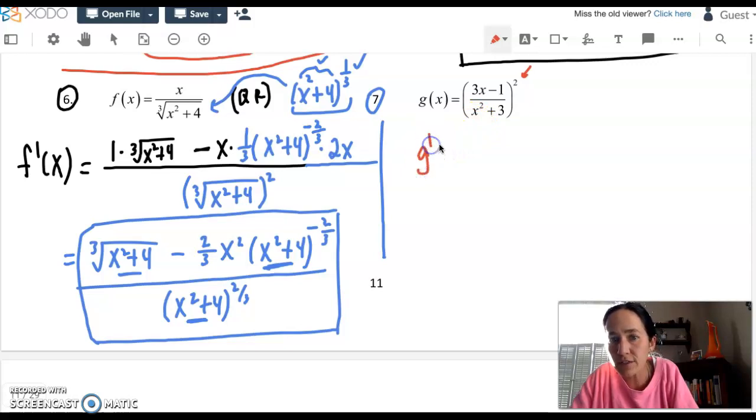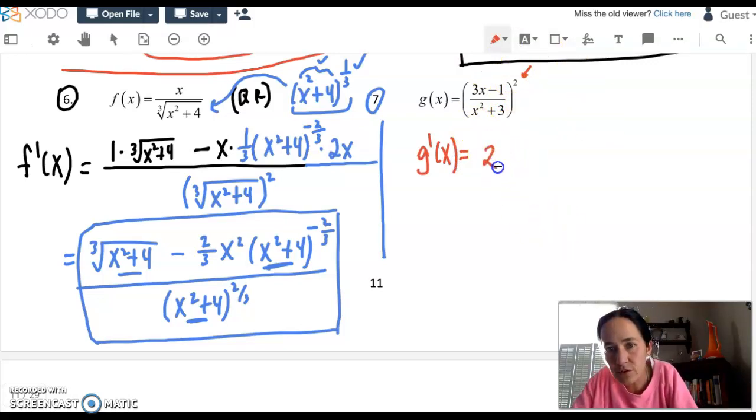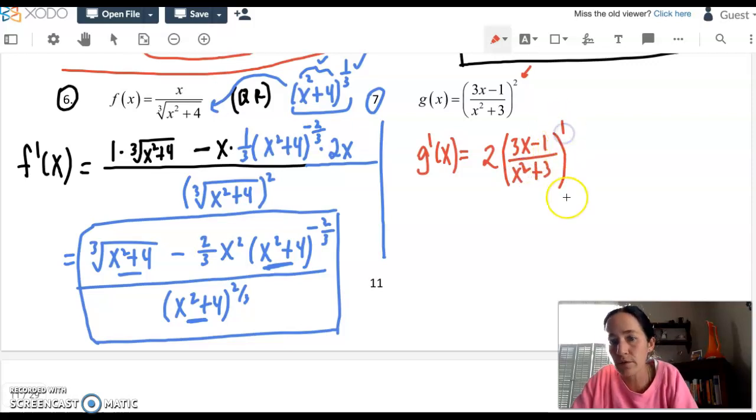So my advice is for g prime of x, let's handle the outermost portion of the function first. Let's handle the second power. So swing it down. We'll make it 2 times this same fraction, 3x minus 1 over x squared plus 3. Whoops. To what power? To the 1. It's going to be 1 power lower. And we can check off the 2 as being handled. Now we've got to go inside and not forget to quotient rule the stuff that we have written in here.